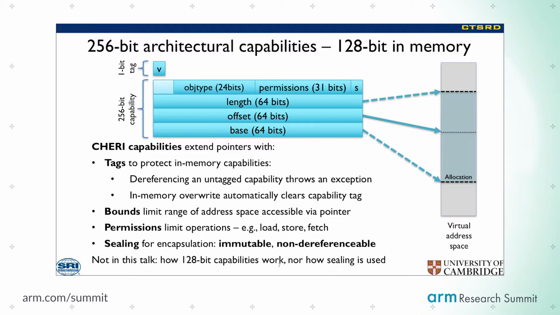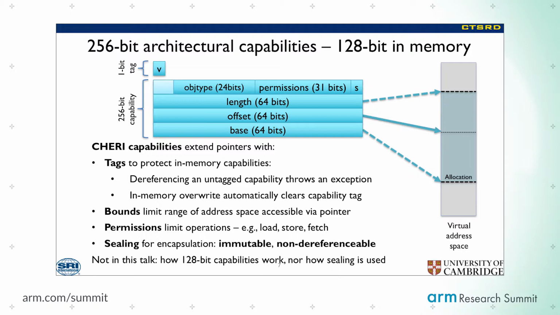which is what we think of as the pointer today, and we're going to extend it in various ways to add protection features. And I'm going to describe quite a large object, a 256-bit object, but as Simon mentioned, we have an efficient implementation that allows this to be done in 128 bits. So we will now start adding bits and see what happens.